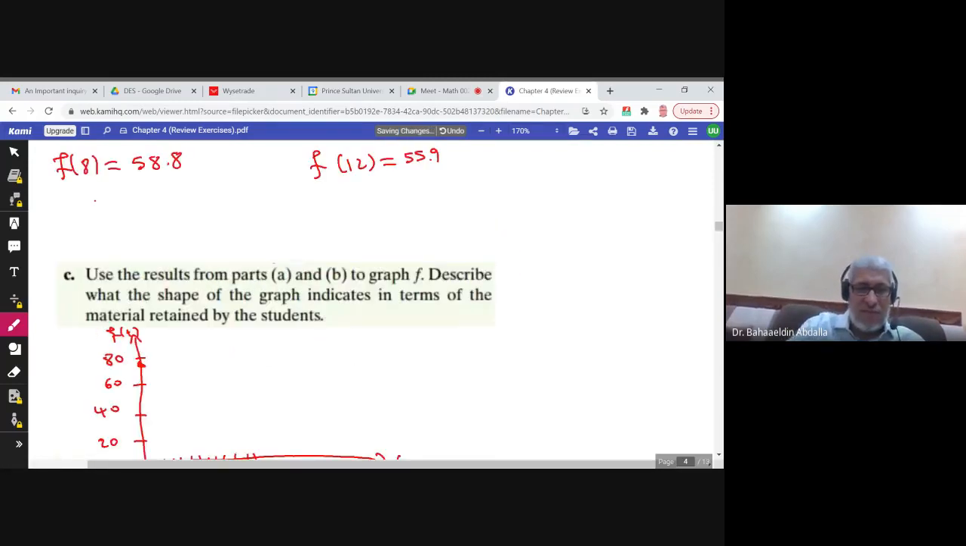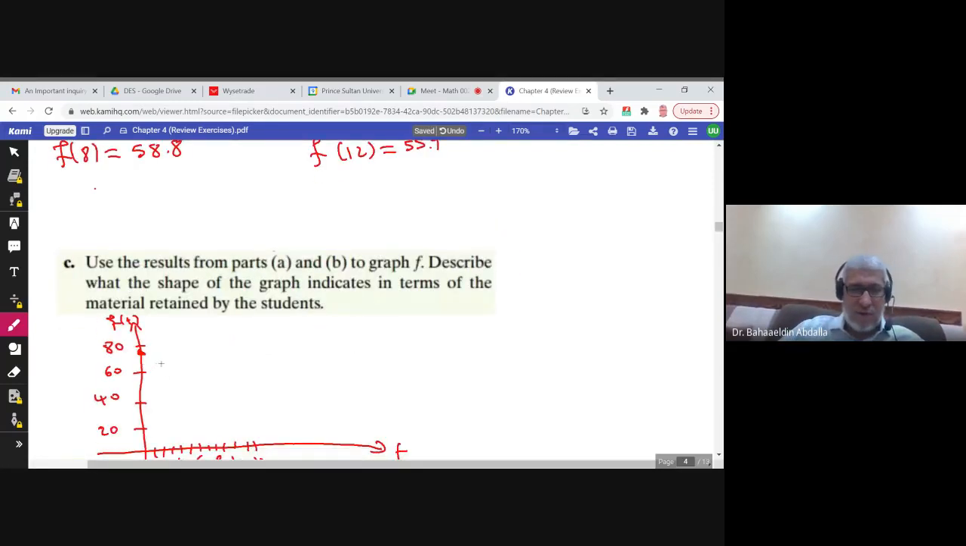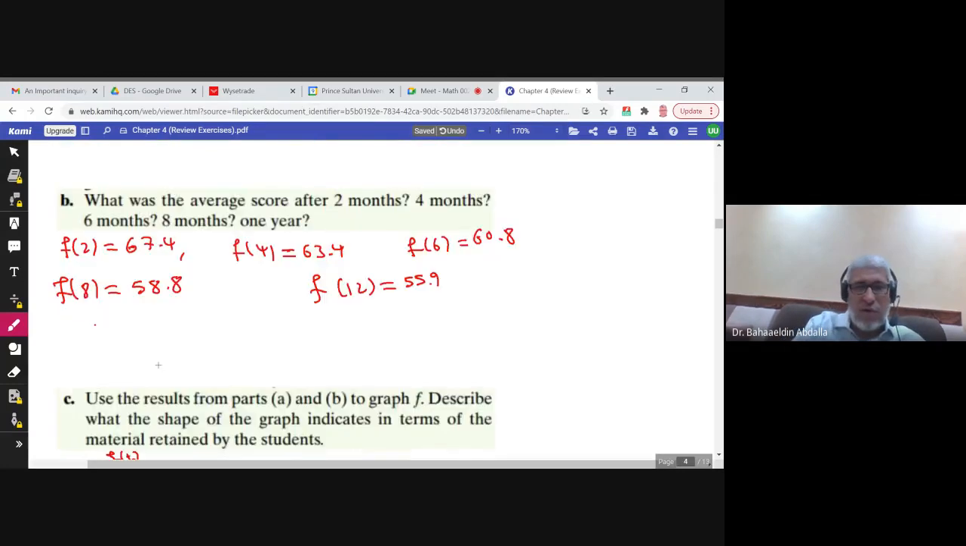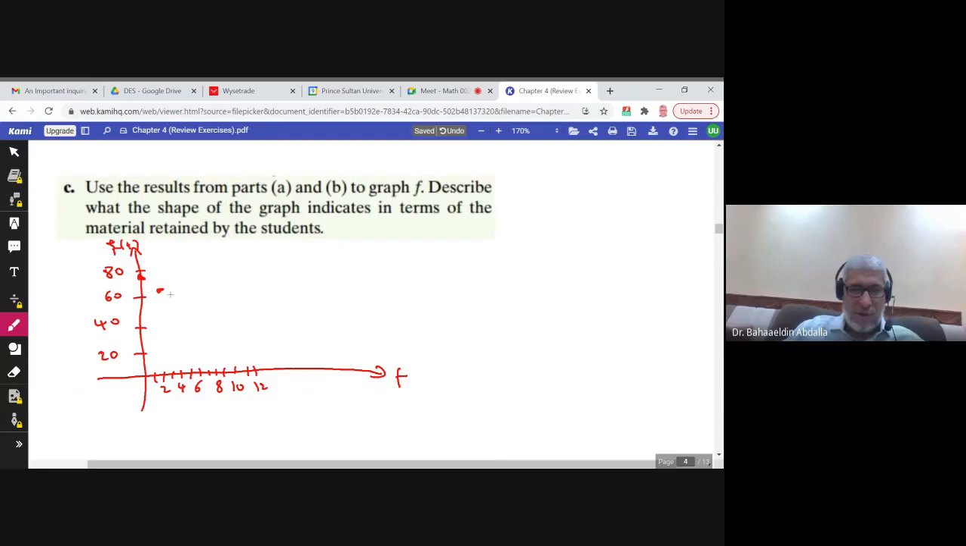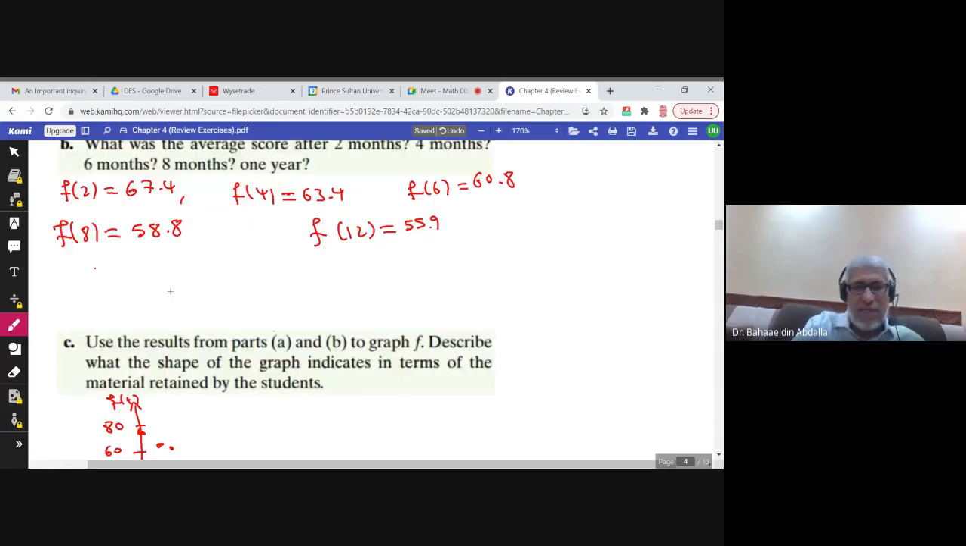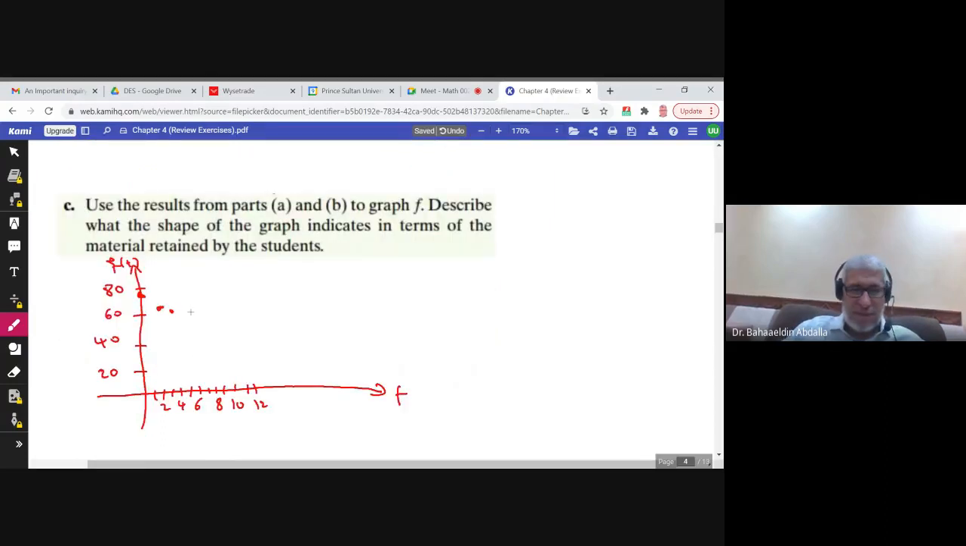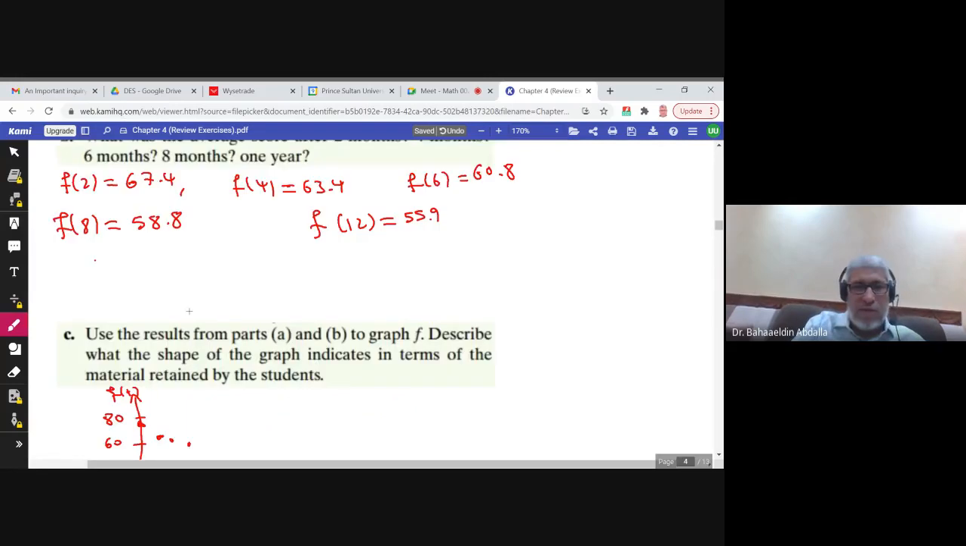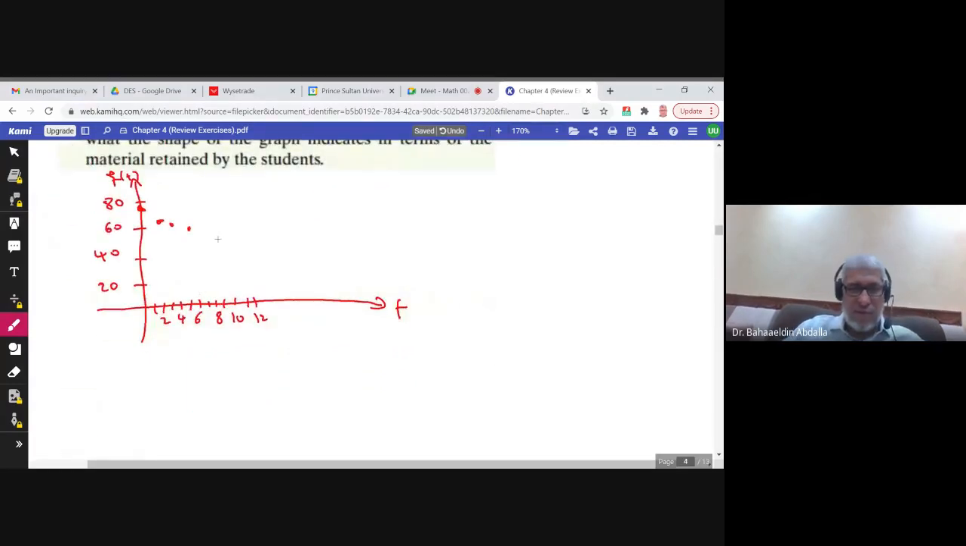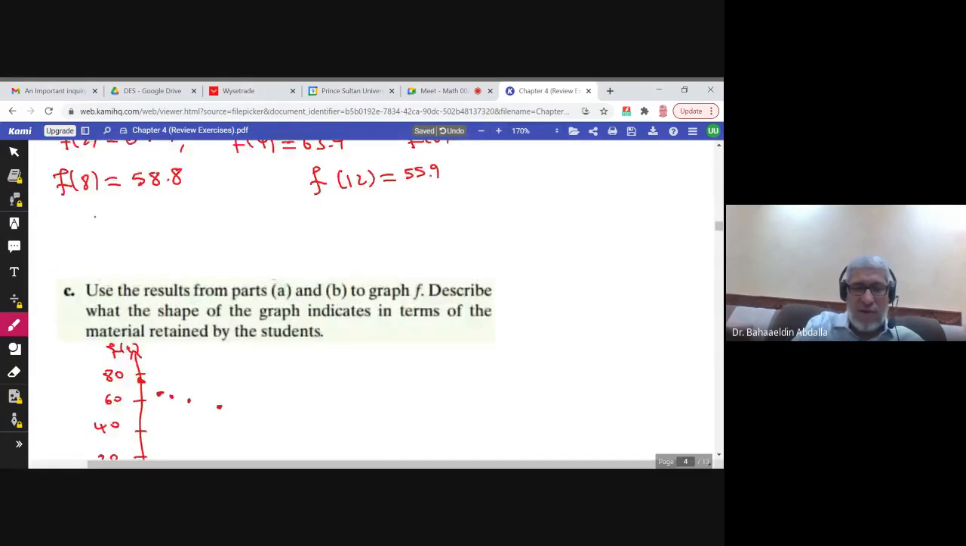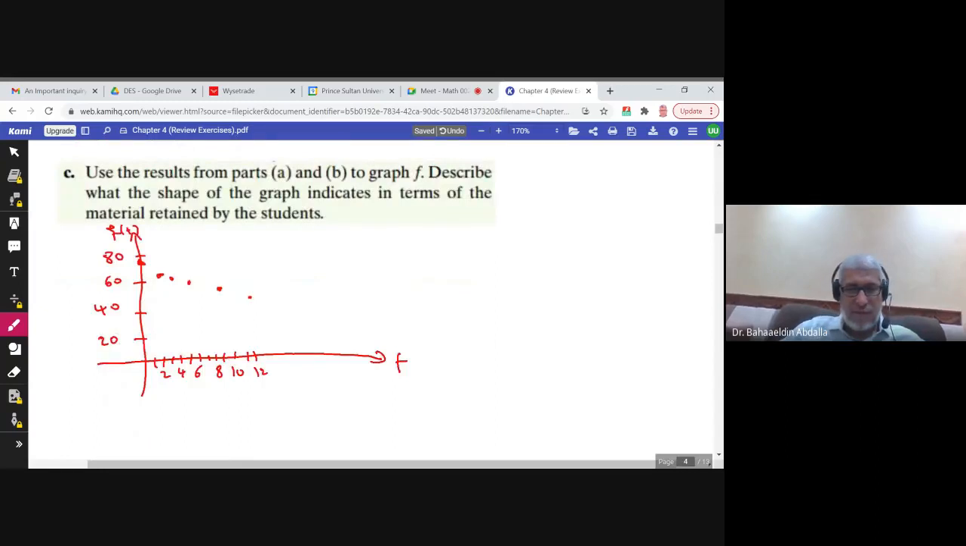So when t is 2, 67.4, somewhere here, okay. When t is 4, 63.4. When t is 6, 60.8. And when t is 8, 58.8. And when t is 12, 55.9. If you complete the graph, this is the graph of this function. It is decreasing.